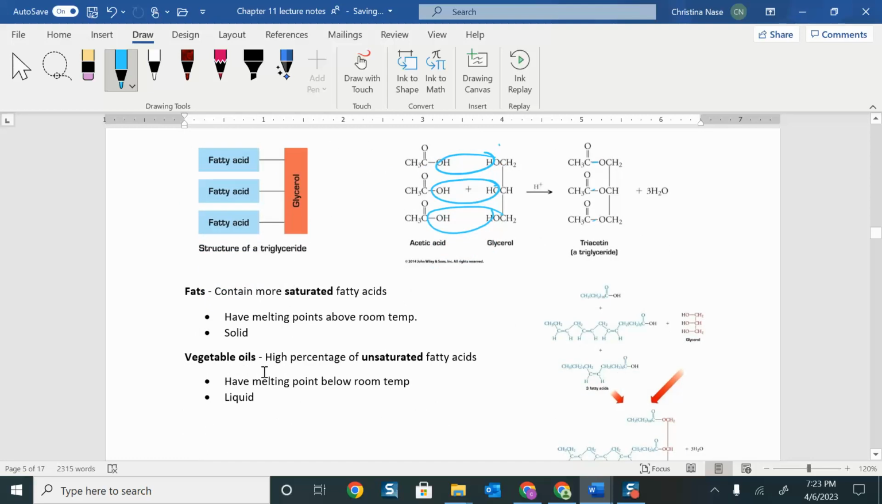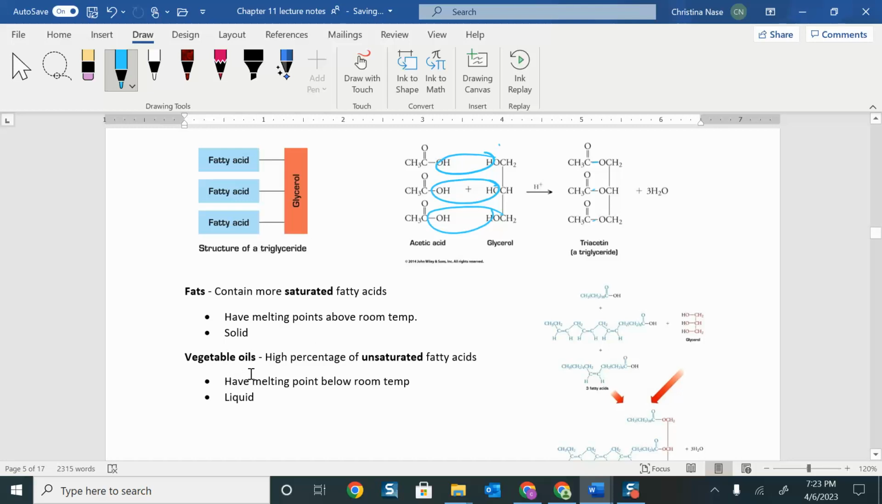Fats versus oils. So fats are going to have more saturated fatty acids. These are when you have like the single bonds, so you don't have any double bonds in there. They're going to have higher melting points because, remember, they can pack a little tighter. They're going to have more interaction. They're going to have stronger intermolecular forces, and that's going to give them higher melting points, and that will make them a solid at room temperature.